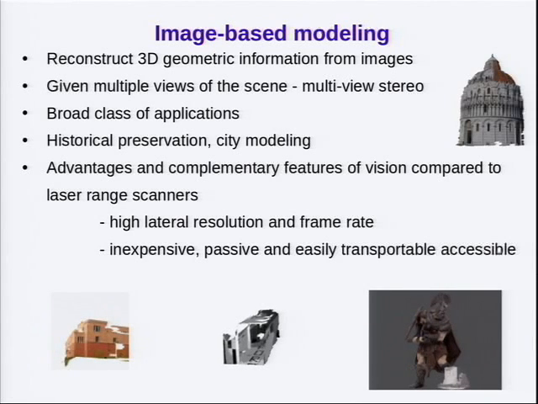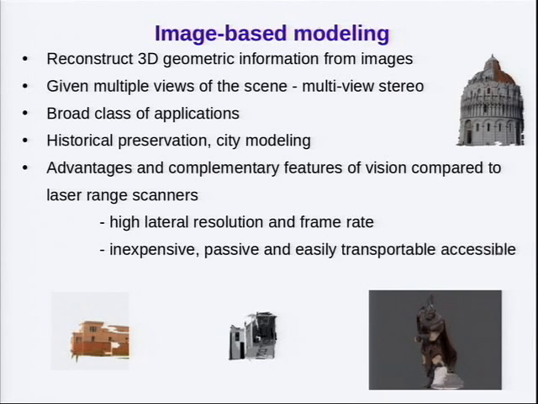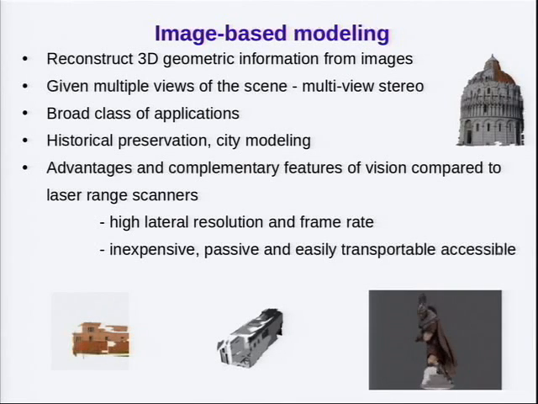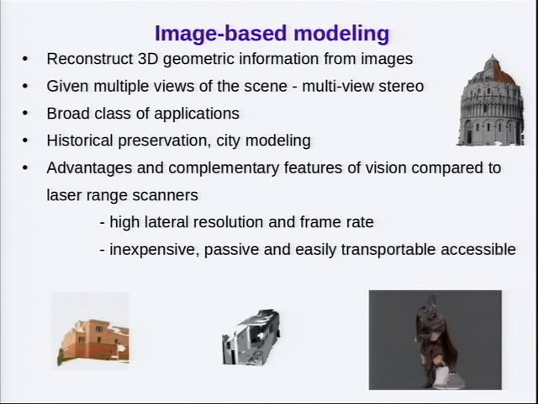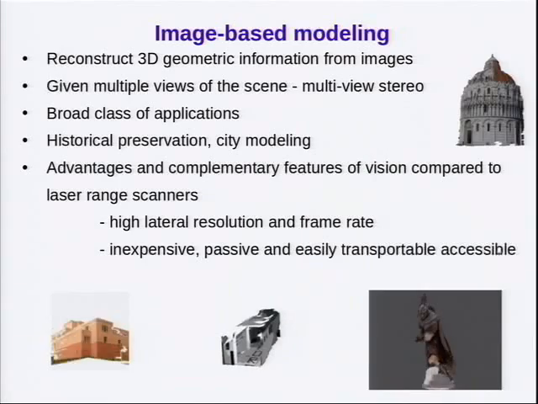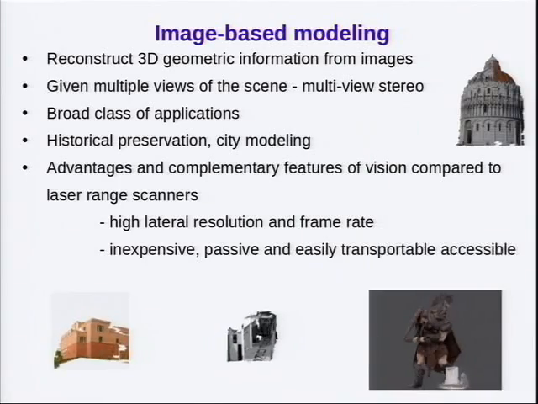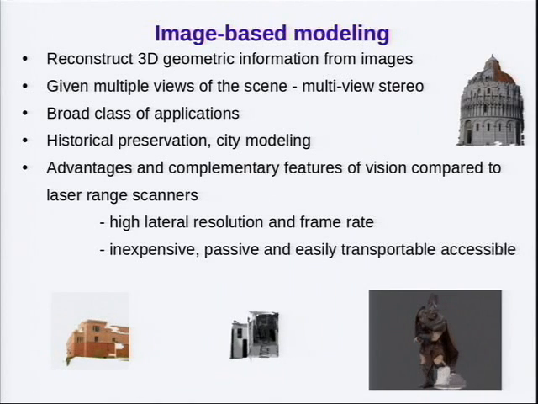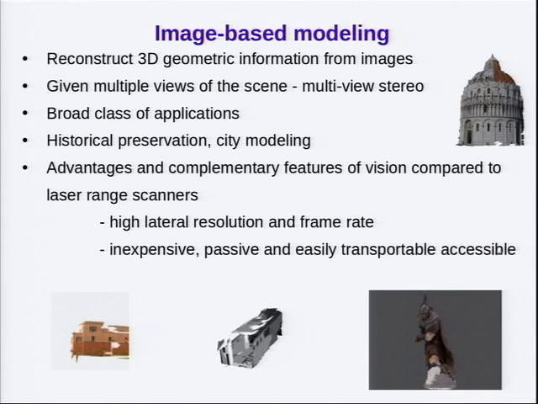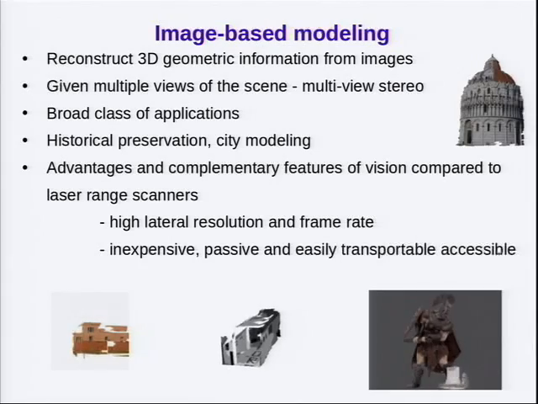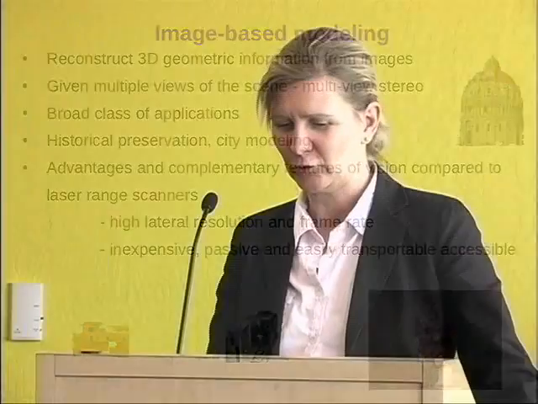For example, laser range scanning, because first, the images have a fairly good lateral resolution. You can capture them in high resolution and at a high frame rate. And the sensors are relatively inexpensive, easily accessible, passive, and easily transportable. So you can use this technology in places where it might not be easy to carry a laser rangefinder.